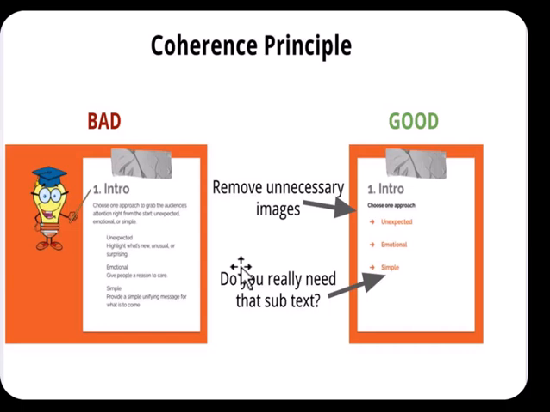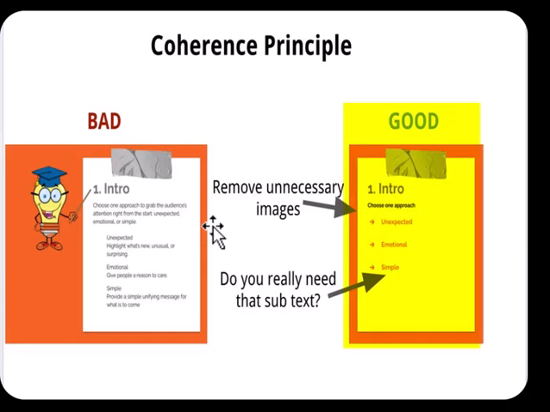So the example I have here is, like you can see, the bad one. You have an introduction. You have choose one approach to grab the audience's attention right from the unexpected. Then you have unexpected, highlight. Then you have some more information.